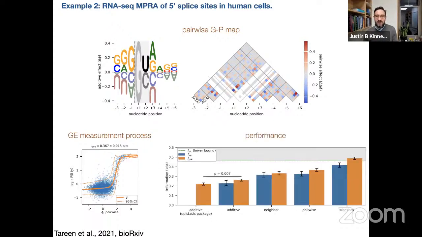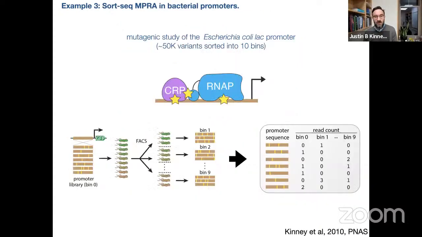And what we find is that as you increase the flexibility of the model, you go from additive to neighbor to pairwise to black box, the model performance does increase. It's not surprising, but it highlights the importance of having a single framework in which you can fit a wide variety of genotype-phenotype maps without mucking with everything else. And Maven allows users to do this in a very straightforward manner.